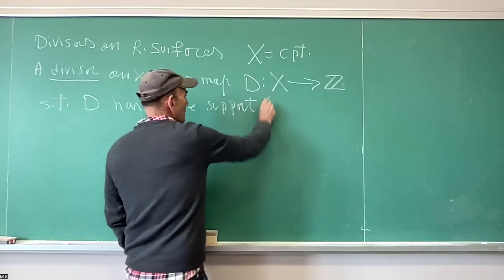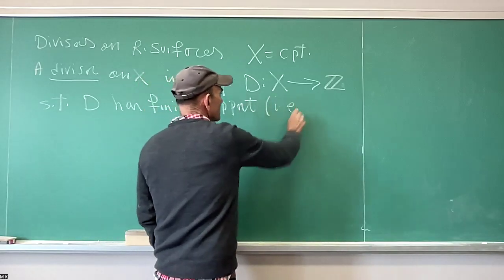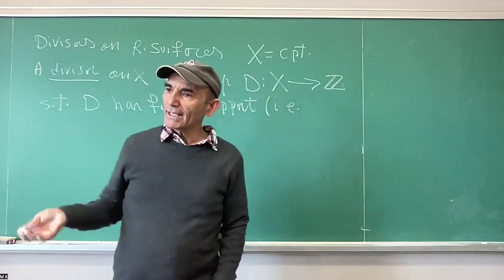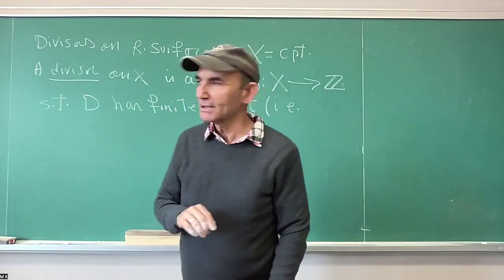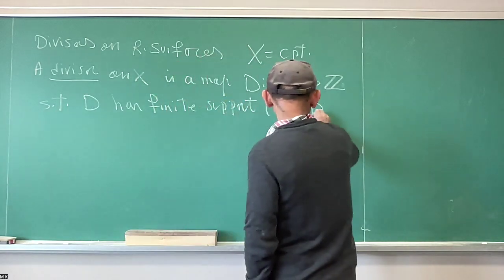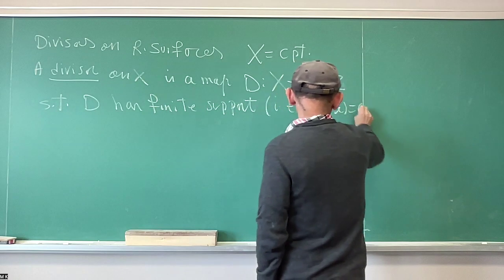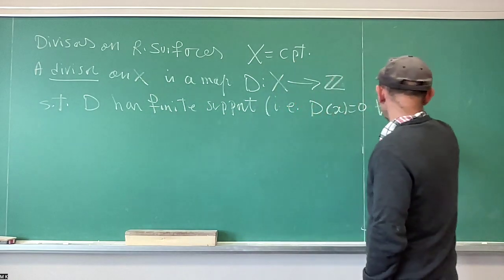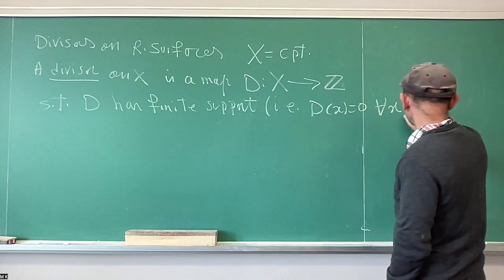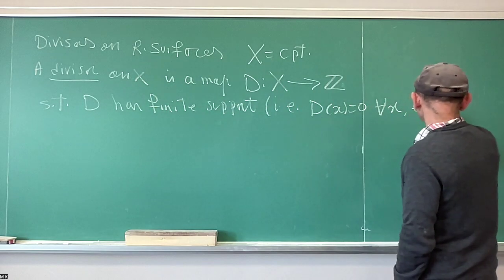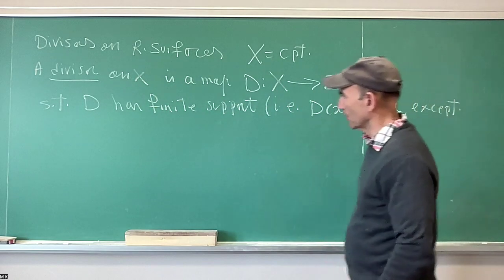So what does this mean? It means that D of x is 0 for almost all x, except for a finite number of points. That is, D of x is equal to 0 for all x except finitely many.